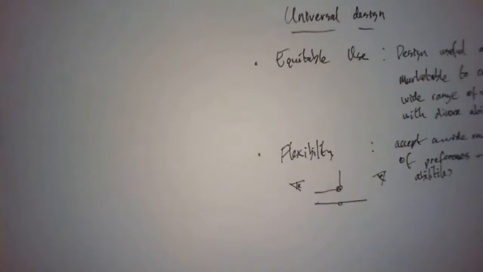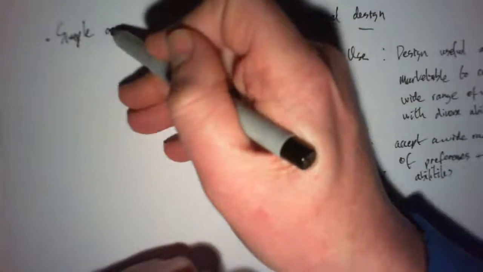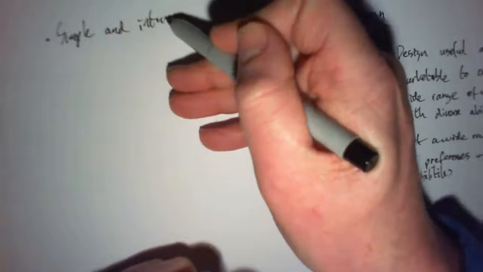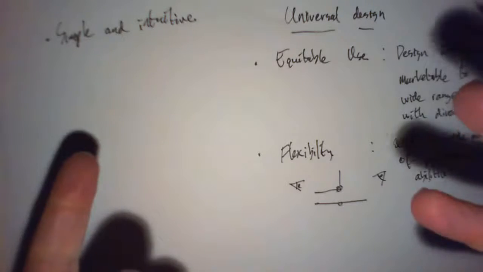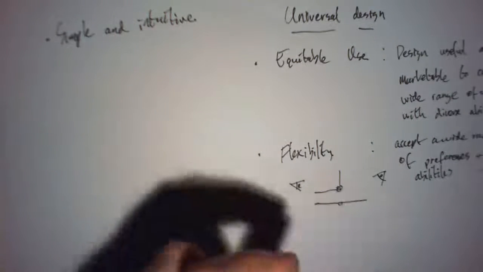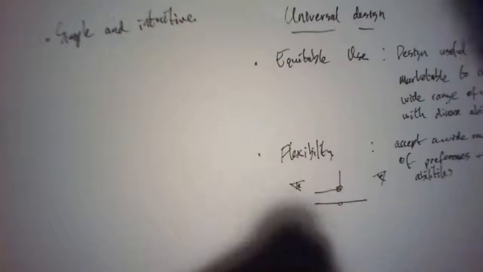Okay, let's think of another one then. The next one, probably a key principle, is simple and intuitive. Okay, so design that's easy to understand regardless of how much experience the person has, their knowledge, their skills, or their concentration level. And intuitive, it makes sense to do it this way.